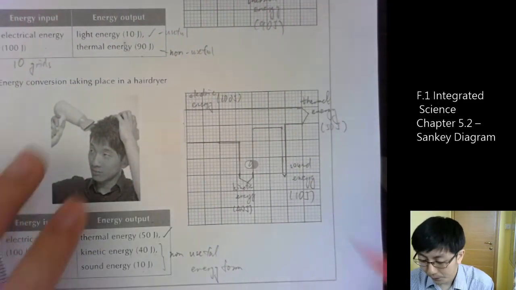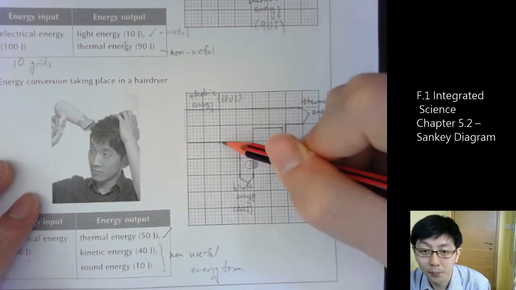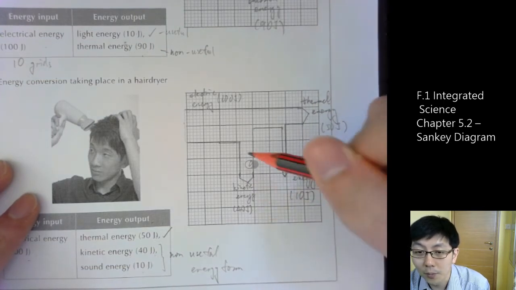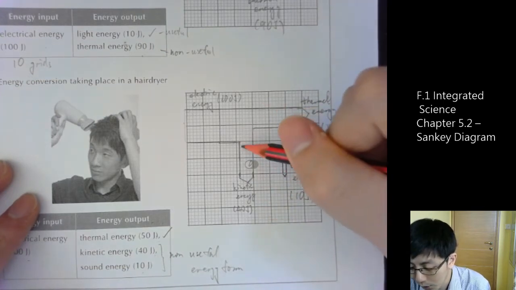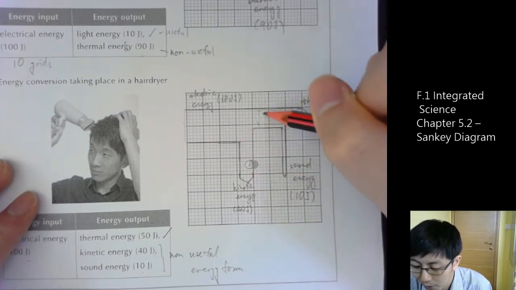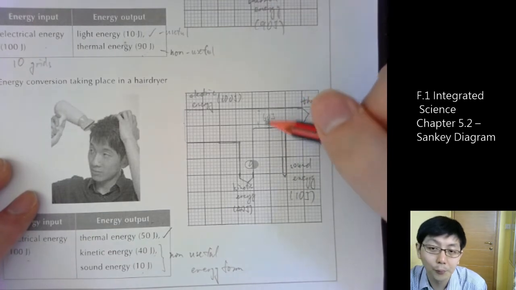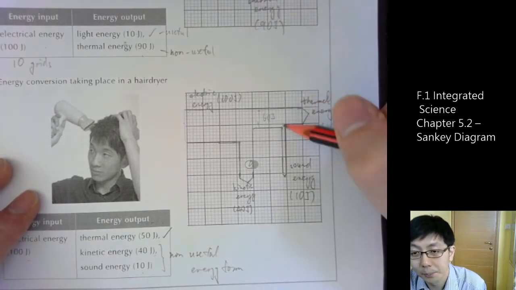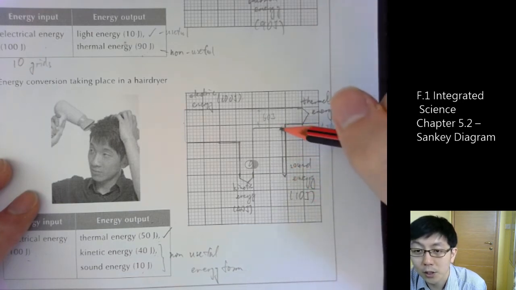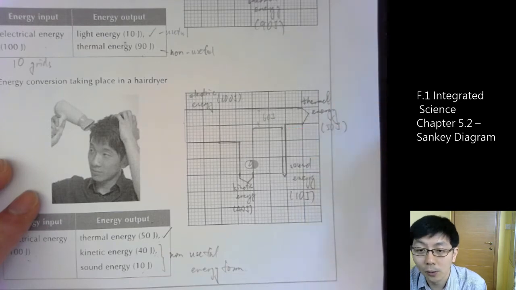Okay, I repeat. Originally 100 joule electrical energy, 100 joule kinetic energy. Now imagine for the first stage, 40 joule of them is being lost. So here we lose 40 joule kinetic energy, so the width will become 60 joule here. The width in the graph will be 6 grids. And one of them, that means 10 joule energy, is lost again as sound energy. So the Sankey diagram will look like this.